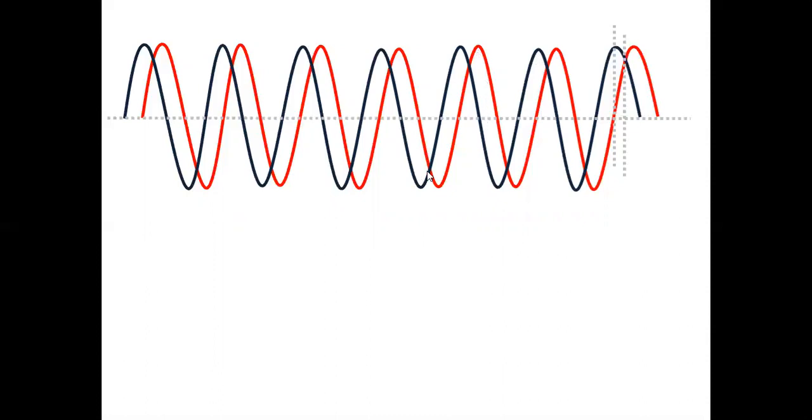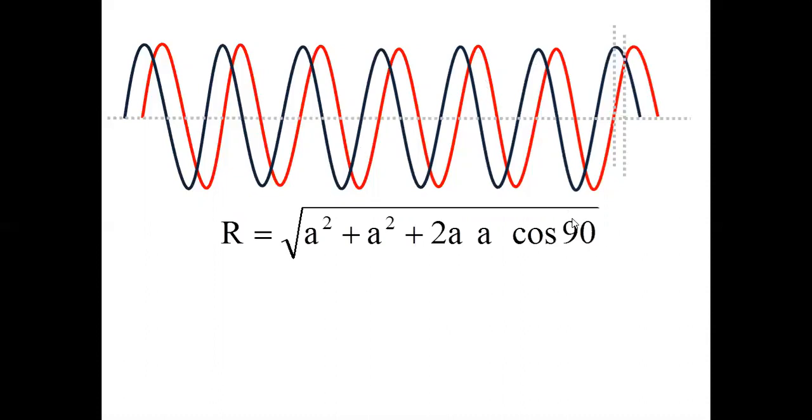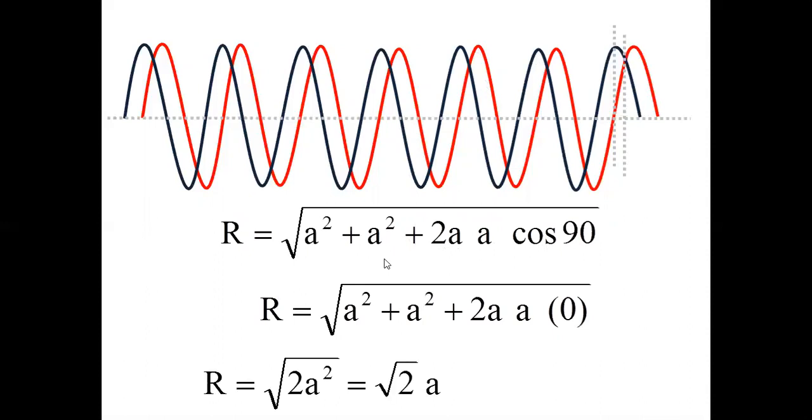So if this is the condition, you have to put cos 90: root of A square plus A square plus 2A square cos 90. Cos 90 is 0. So what is the answer? Root of A square plus A square. That is root 2 A, root 2A.